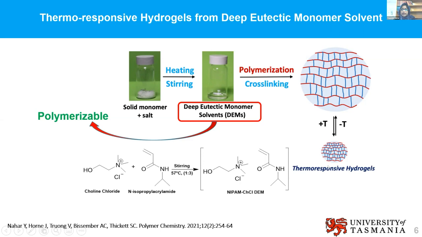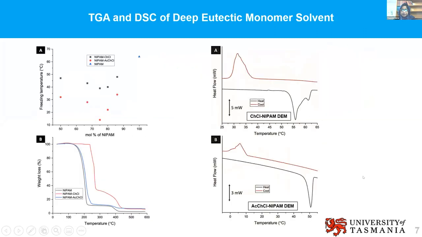And we also used acetylcholine chloride, as I showed you, acetylcholine chloride and urea. We got those acetylcholine chloride and N-isopropyl acrylamide deep eutectic monomer solvent also formed. And we also prepared polymer hydrogel from this solvent.